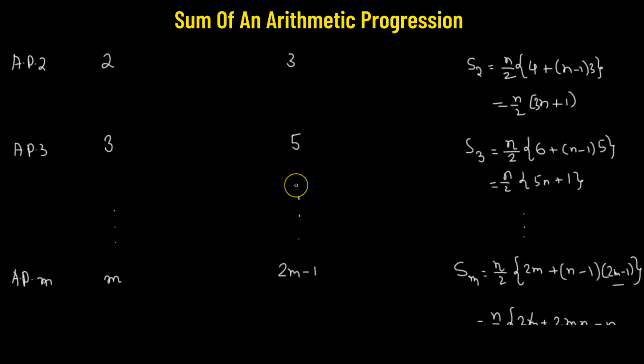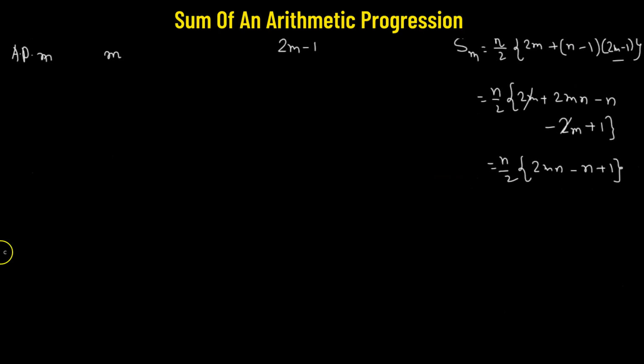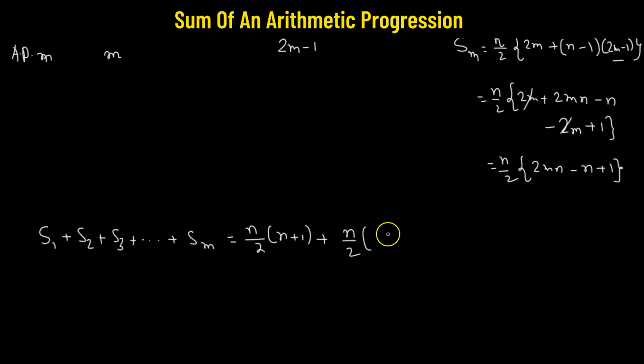So we're going to find out the total sum. So our sum S1, this is the sum up to n terms of the first arithmetic progression. Then we have S2, which is the sum up to the n terms of the second arithmetic progression, plus S3 similarly added all the way up to the mth arithmetic progression. So this is going to be equal to, for the first one we obtained n over 2 multiplied by n plus 1. For the second sum we had n over 2 multiplied by 3n plus 1.